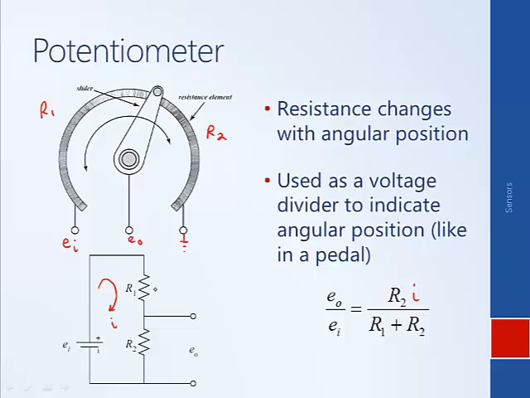The input voltage, however, is across both R1 and R2, which are in series. And if you think back, when we have resistors in series, their resistances add. And so the ratio of the output voltage to the input voltage is shown here, where the currents cancel, and we get this relationship that shows how the change in pedal position, or the change in angular position of the slider, causes a change in the output voltage, which can be measured. This concept of a voltage divider was also introduced when we were talking about complex impedances.